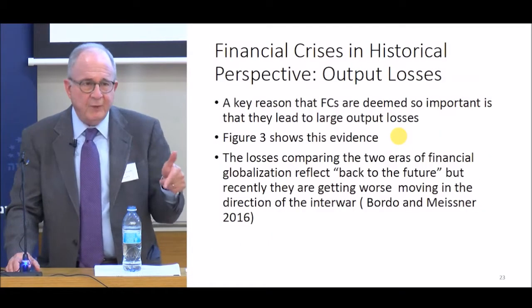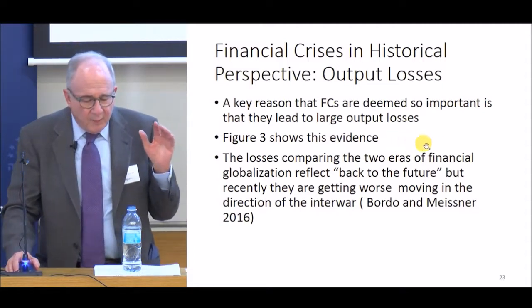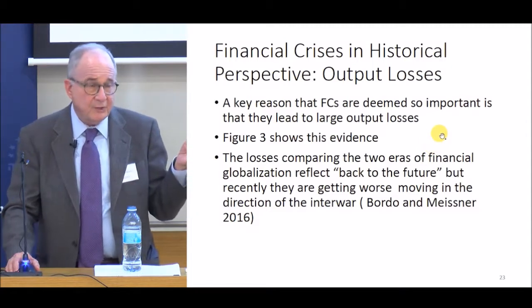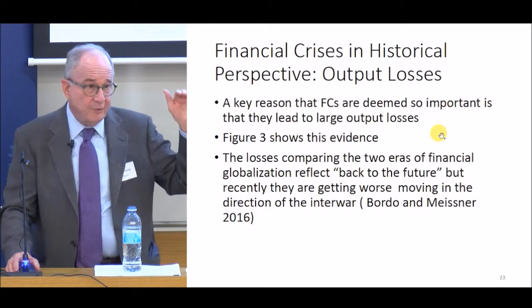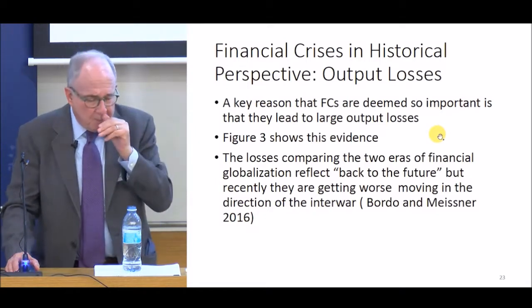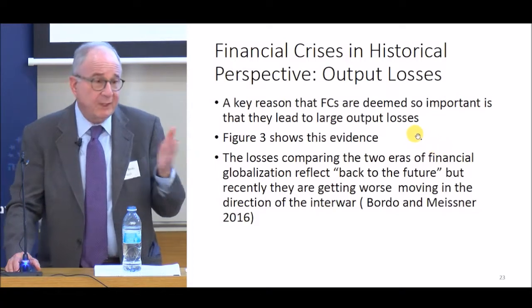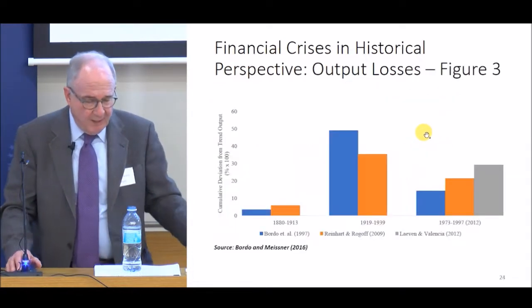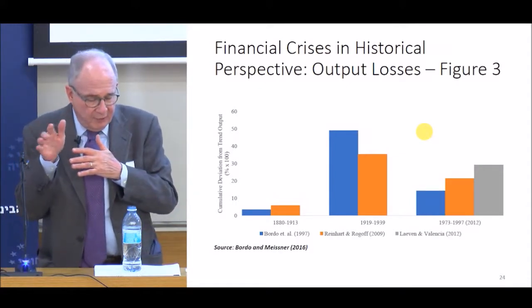This is the one that's really the key thing. What are the output losses? Well, what we do is we look at the measures of output losses, the decline of growth below the trend. We compare two periods. We look at 4 periods, but what we find in this picture, again, it's on my data plus other people's data too.